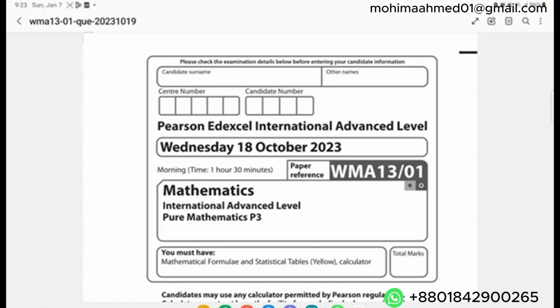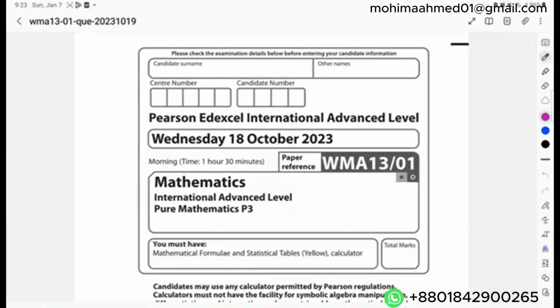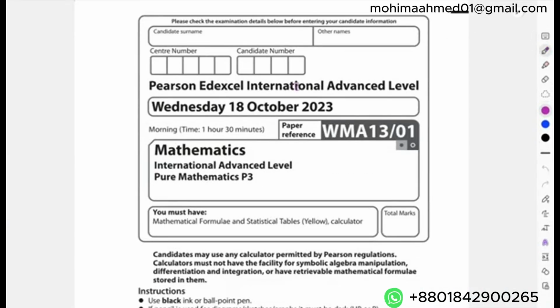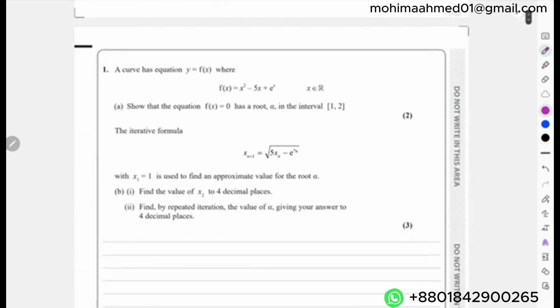Hello everyone. So we'll start with October 2023. October 2023 P3 paper. So let's start. Obviously, just like your other questions, this paper might have 9 to 10 questions. We are going to follow this serially, starting from 1 to the last.